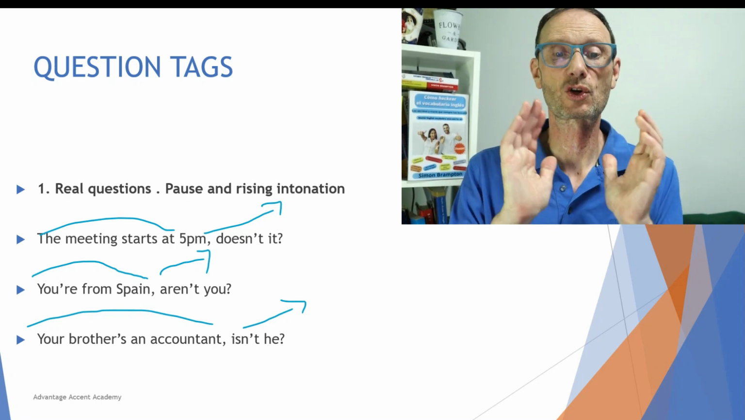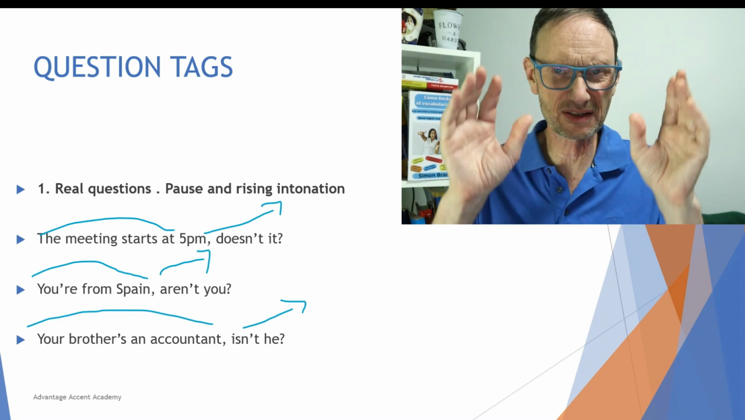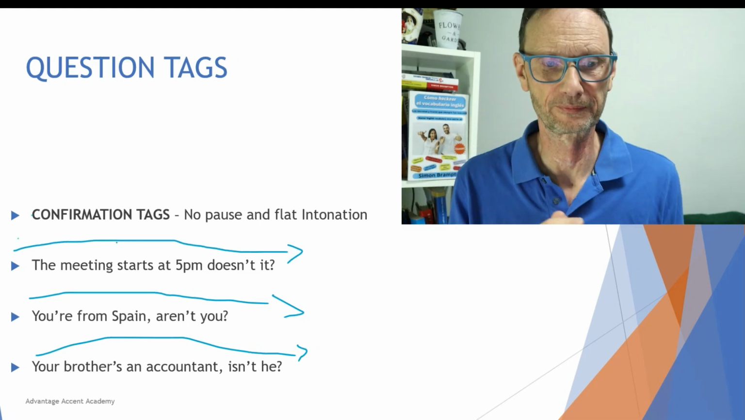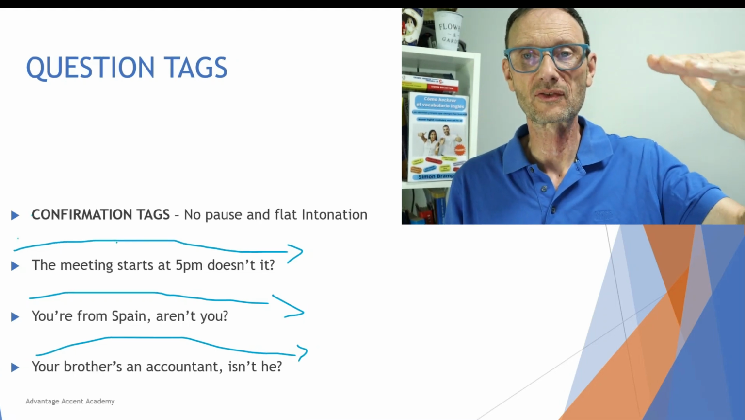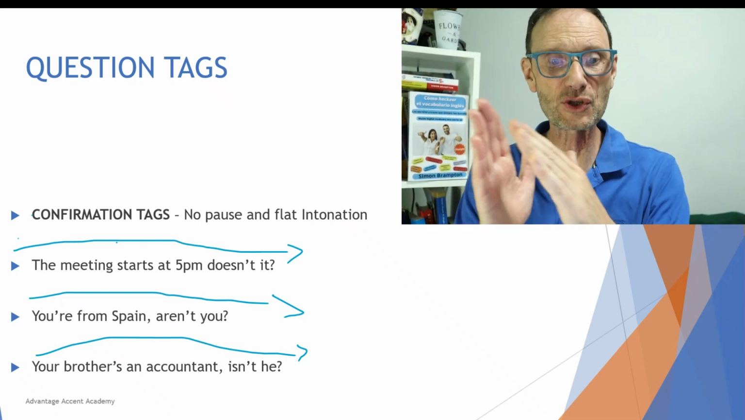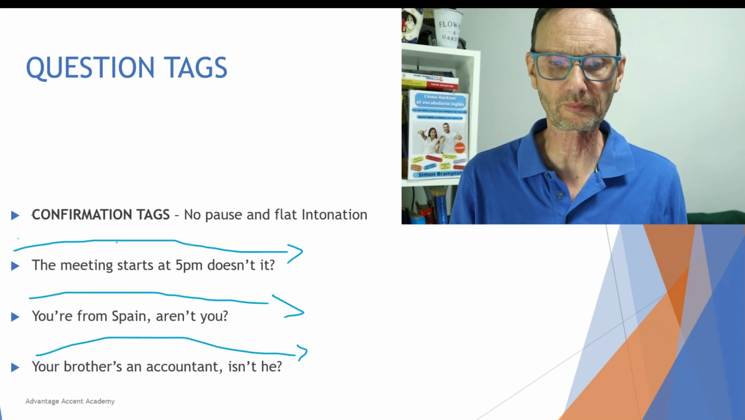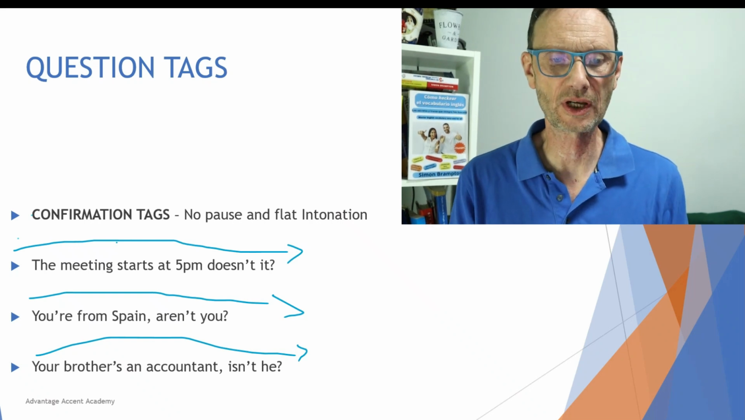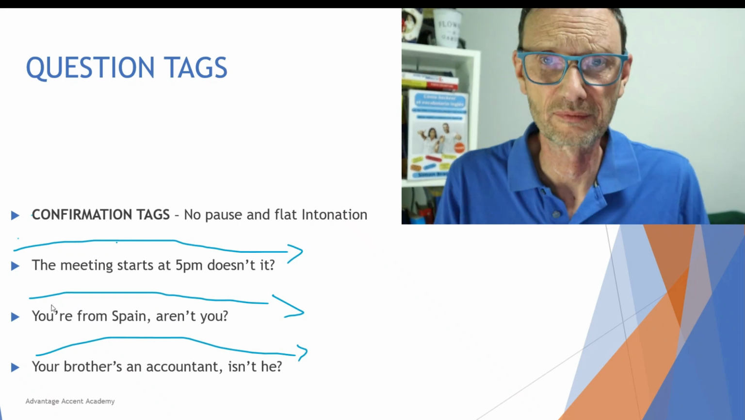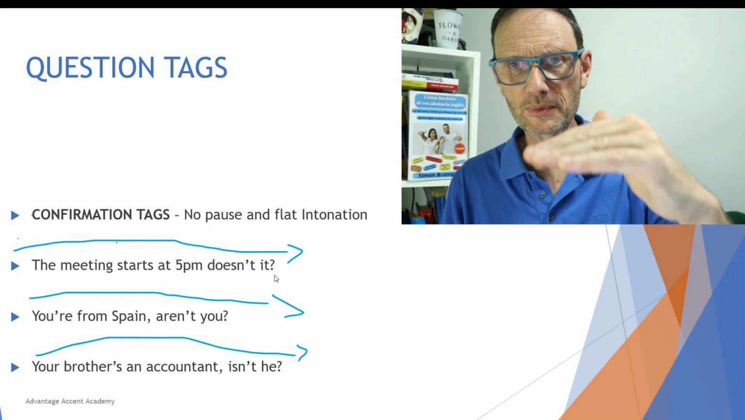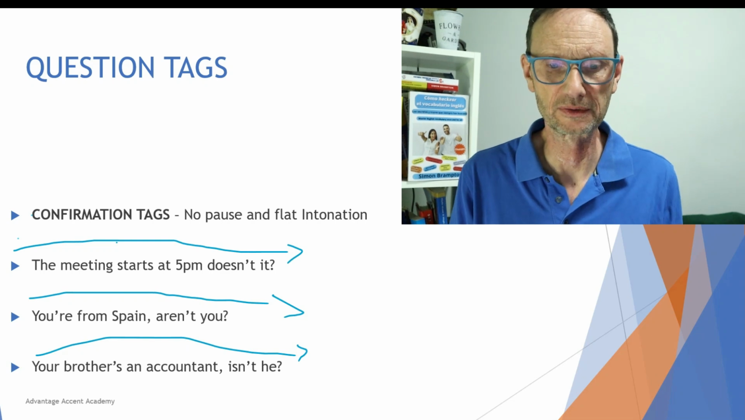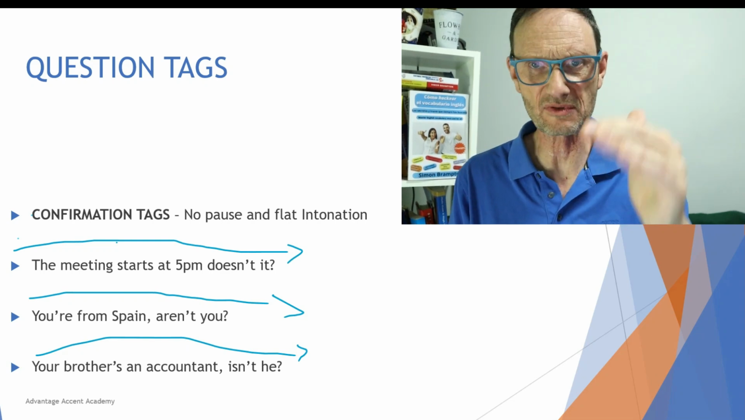Now, let's have a look at these question tags where you know the answer, or you're pretty sure, but you just want to confirm the answer. Now, in this case, they go down because you're confirming. You're not asking a yes or no question, although it looks like it. So let's have a look at these. The meeting starts at 5 p.m, doesn't it? Confirmation. It drops. You're expecting yes. You're not expecting yes or no, it's yes.